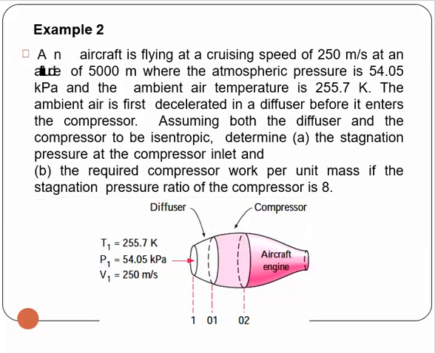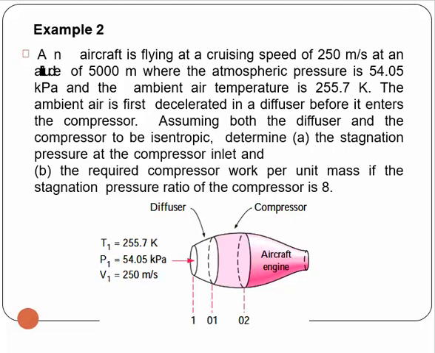For this, we have an aircraft which is flying at a cruising speed of 250 meter per second at an altitude of 5000 meter, where the atmospheric pressure is 54.05 kilopascal and the ambient air temperature is 255.7 Kelvin. The ambient air is first decelerated in the diffuser before it enters the compressor. We assume both the diffuser and the compressor to be isentropic. Then we have to find the stagnation pressure at the compressor inlet and the required compressor work per unit mass if the stagnation pressure ratio of the compressor is 8.